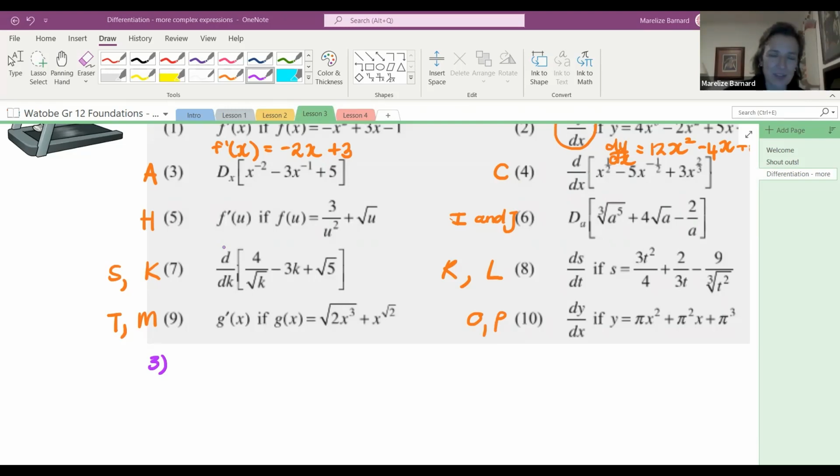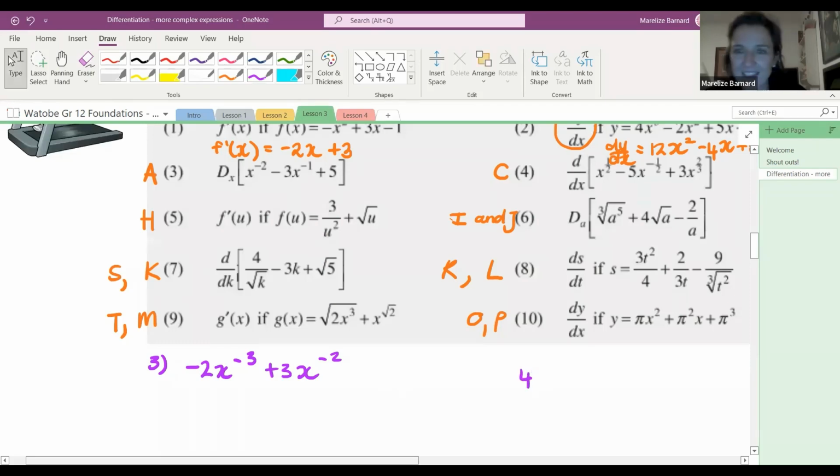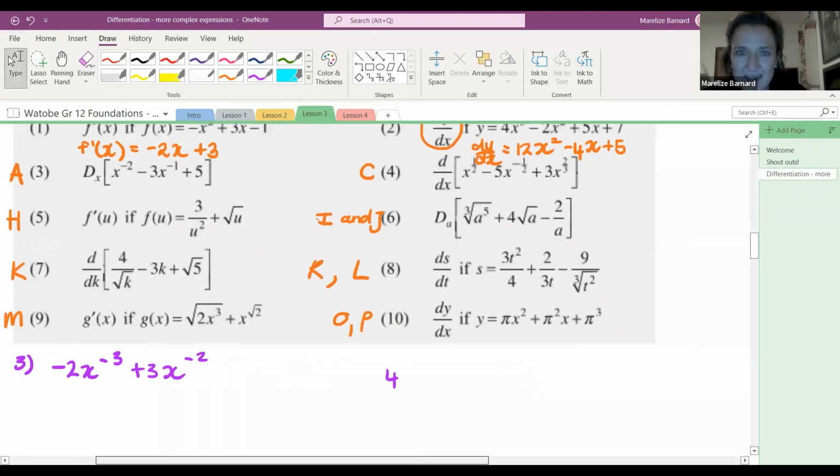We can just differentiate. We're going to take the -2 times it by 1 gives me -2x to the power of -3. -1 times the -3 is a +3x to the power of -2. Differentiate the 5 and that's a 0. So that's the end of that. Okay, so A's, I hope you got that one right.